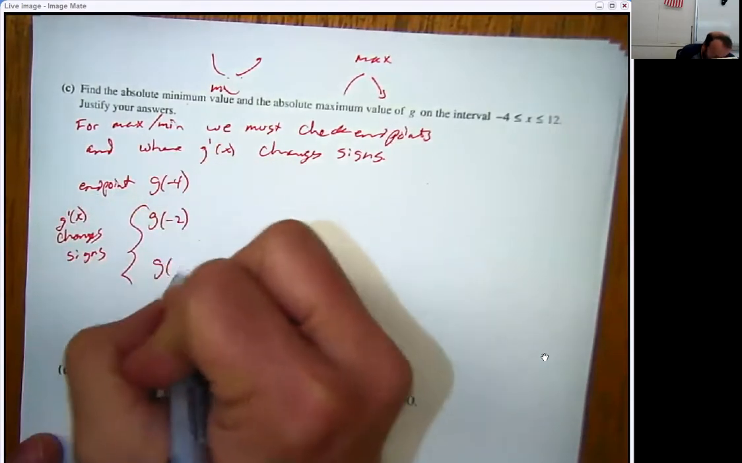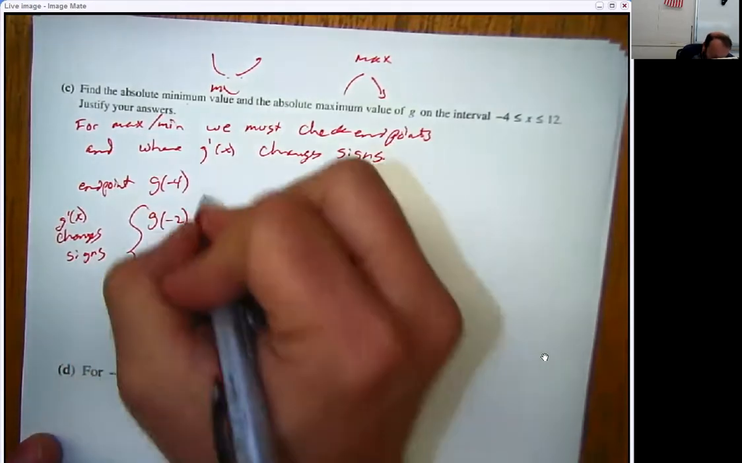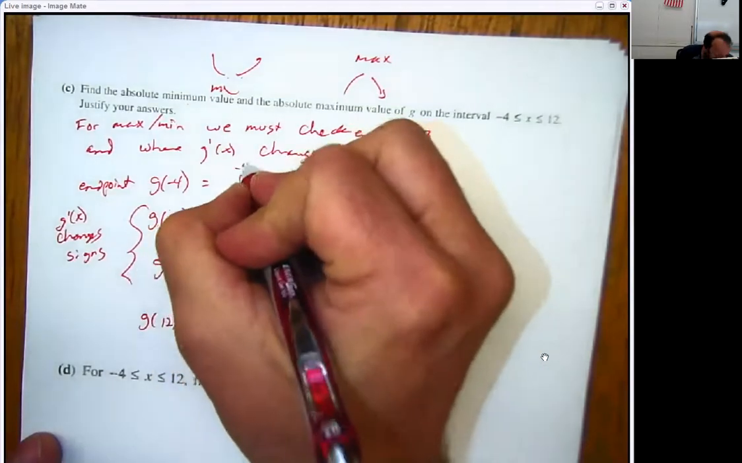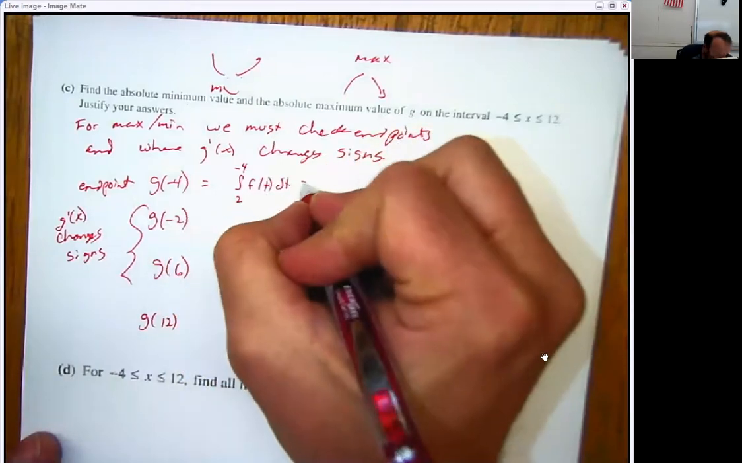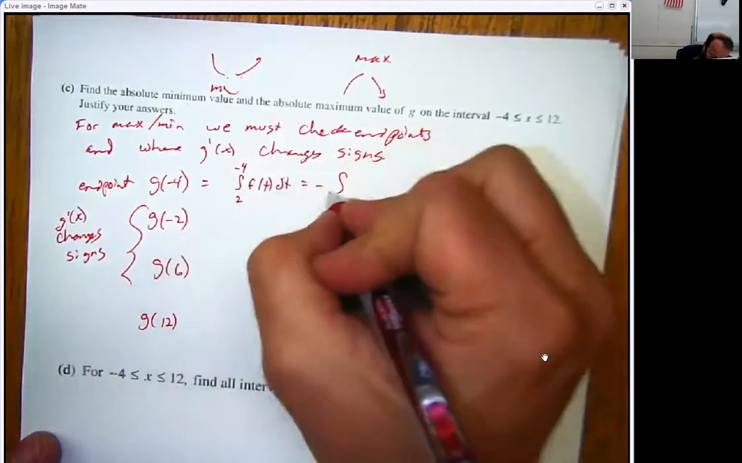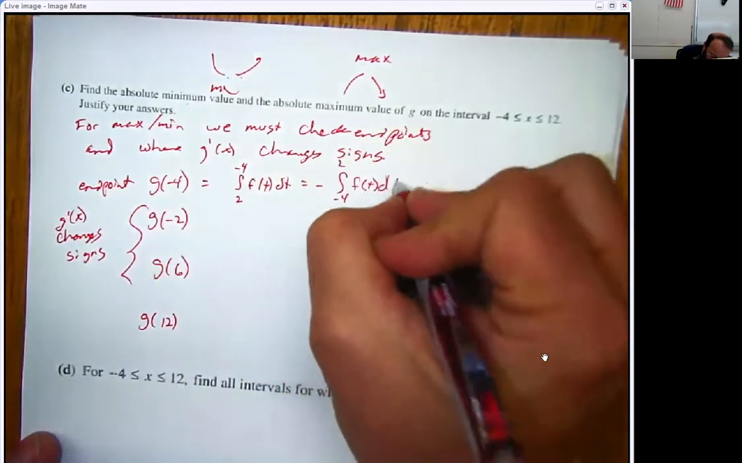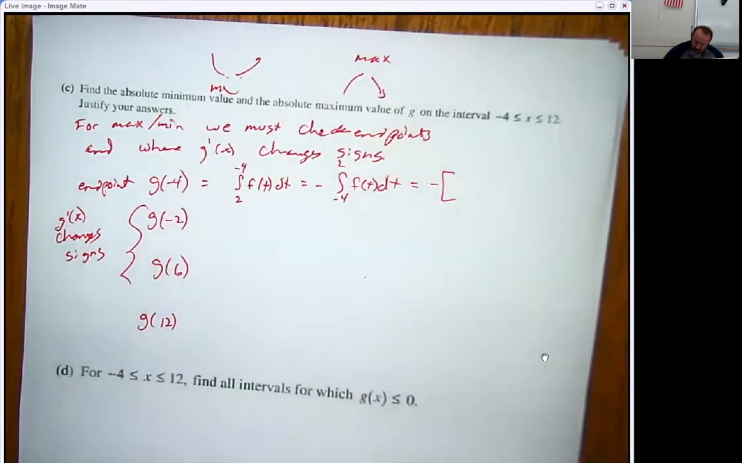We want to look at g of 6, because it also changes signs, and we're going to look at g of 12. Now, g of -4 tells me to integrate from 2 to x, but x is, of course, -4, of f of t dt, which, of course, we need to change these bounds because they are upside down. So we're going to go -2 to 2 f of t dt. So we're going to have to do a little bit of geometry on this problem.